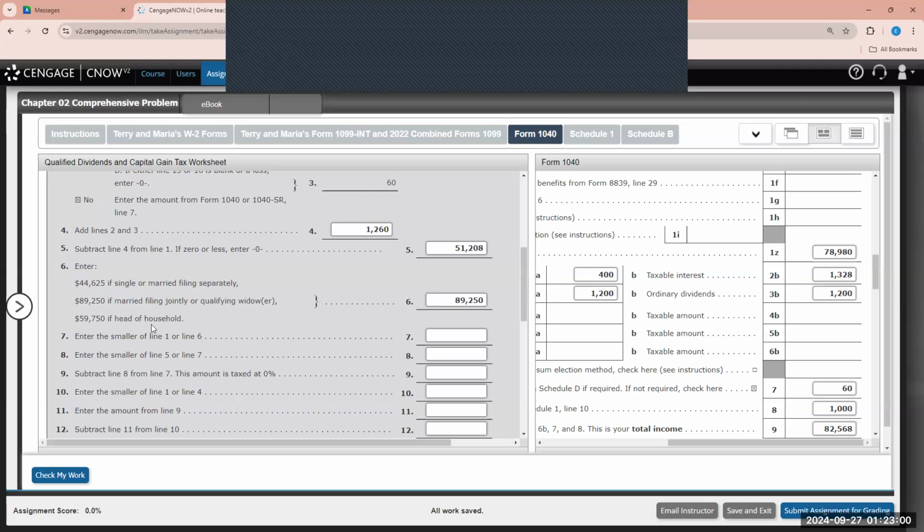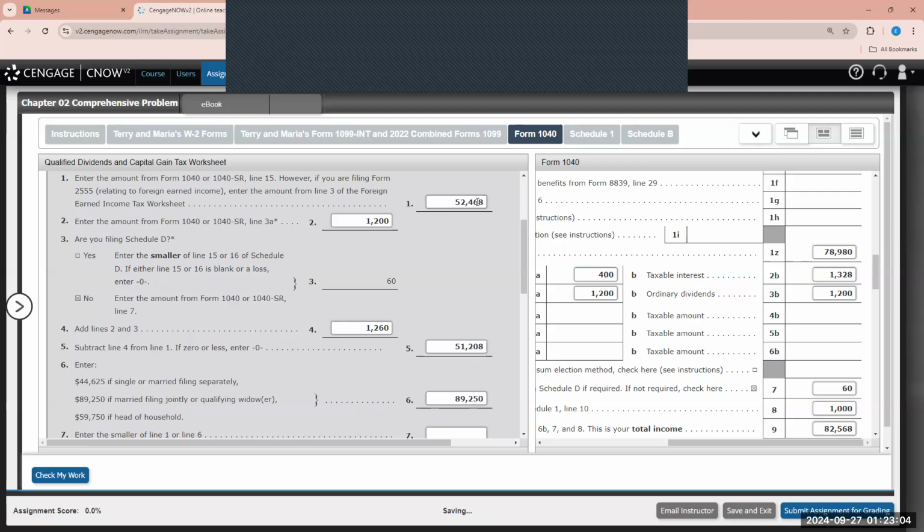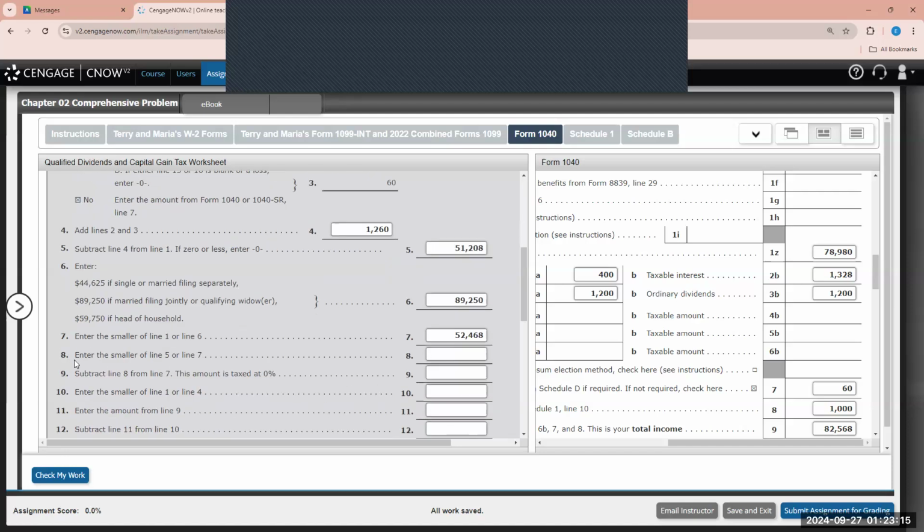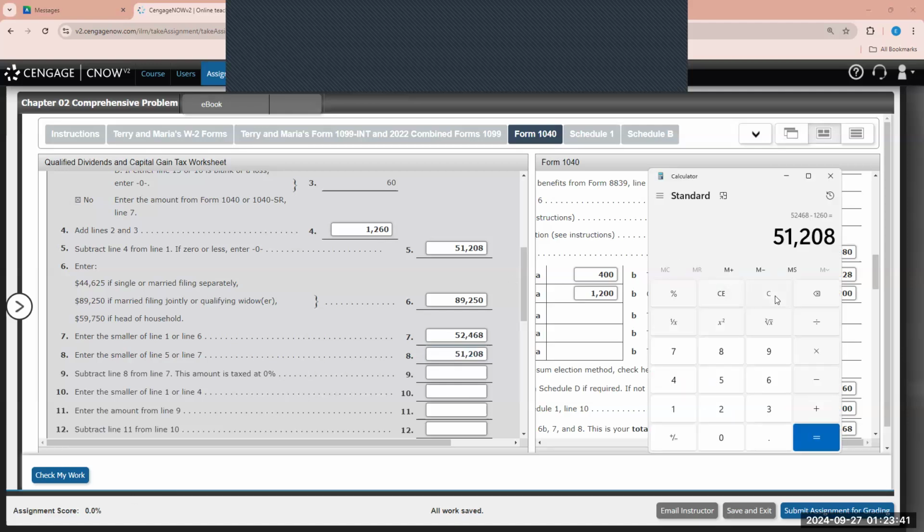Line 7 asks us to enter the smaller of line 1, which is 52,468, or line 6, which is 89,250. The smaller of the two is 52,468. And line 8 asks us to enter the smaller of line 5 or line 7. So 52,468 versus 51,208. So we report the 51,208. For line 9, it asks us to subtract line 8 from line 7. So 52,468 minus 51,208. This is the amount that is going to be taxed at 0%.